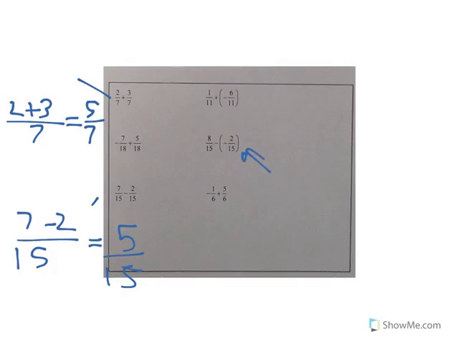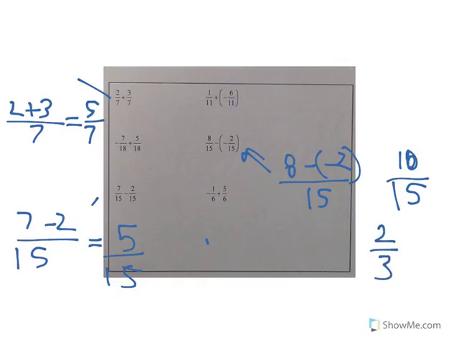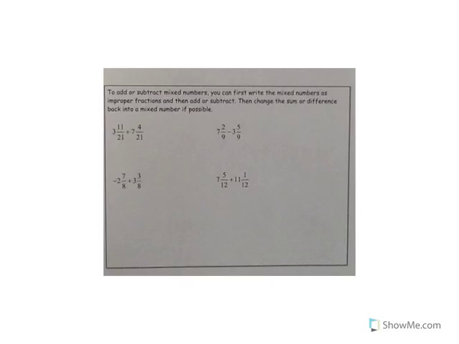For this one, it's going to be over 15ths again. It's going to be 8 minus negative 2. So what's 8 minus negative 2? That's going to be 10 over 15. If we simplify it, it's 2/3. So that's how it goes. We'll do the other ones in class.